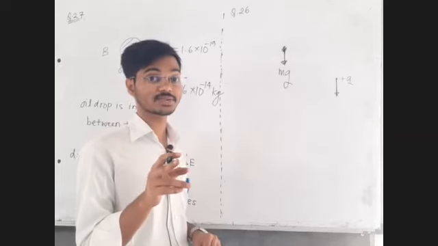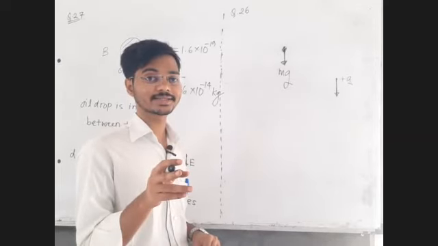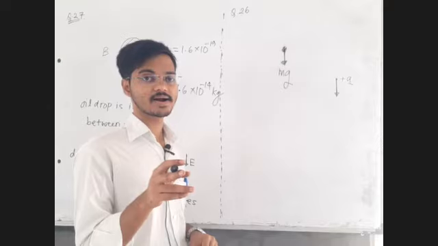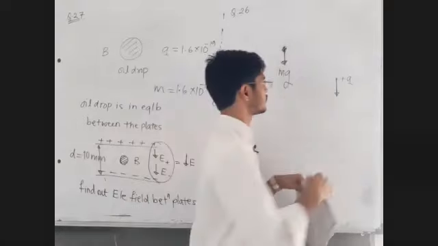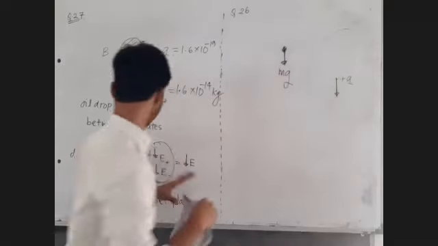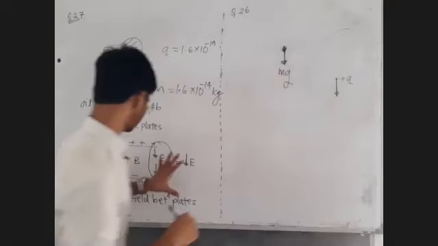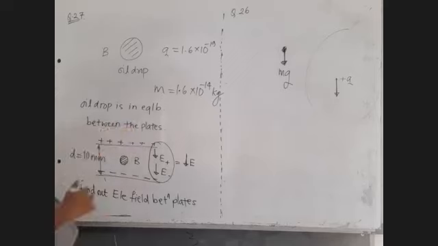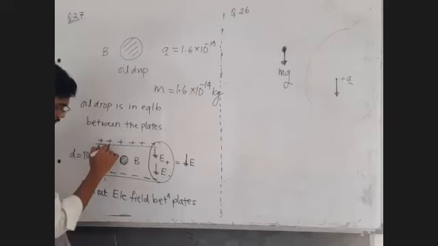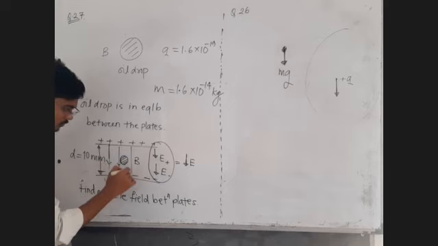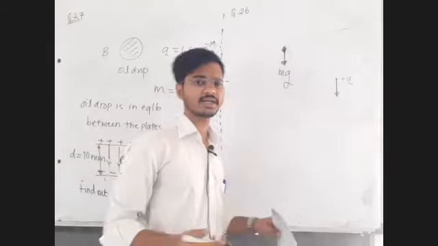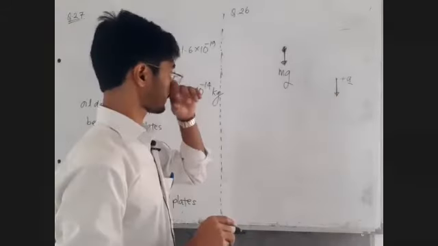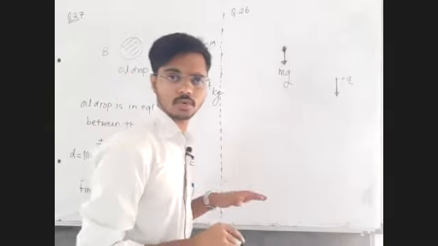Force on the positive charge is downward or upward? The electric field is downward. In this complete region, the electric field is downwards. These are electric field lines. The electric field is downwards, so the force will be downward.